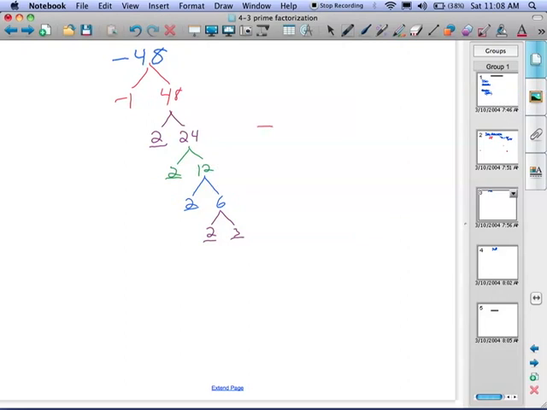We can rewrite negative 48 in prime factorization as negative 1 times 1, 2, 3, 4 2's, and a 3. Today, it's beneficial to rewrite negative 48 as the product of primes in exponential form, which is negative 1 times 2 to the fourth power times 3 to the first power.